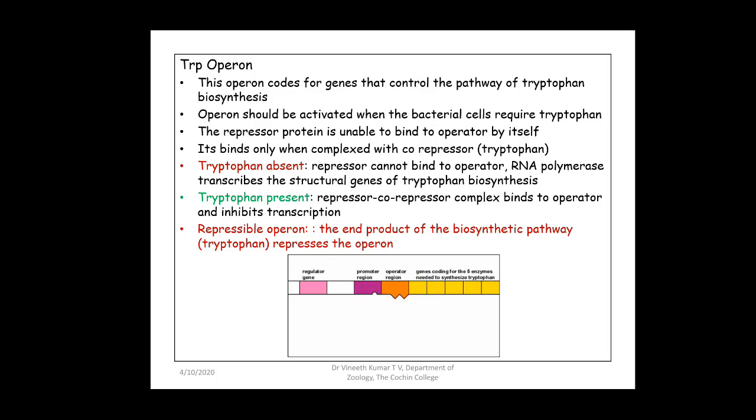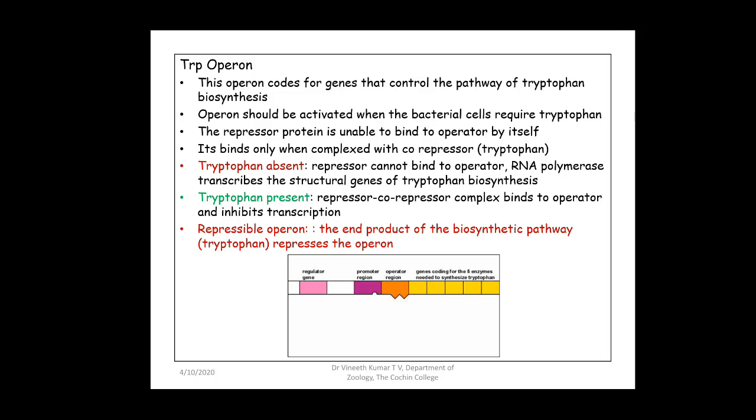So make it clear, the differences between the lactose operon and the tryptophan operon. The lactose operon was degradation of lactose into glucose and galactose. Here we are discussing an operon which is a biosynthetic pathway, that means the operon has the enzymes involved in the synthesis of tryptophan inside the bacterial cell.